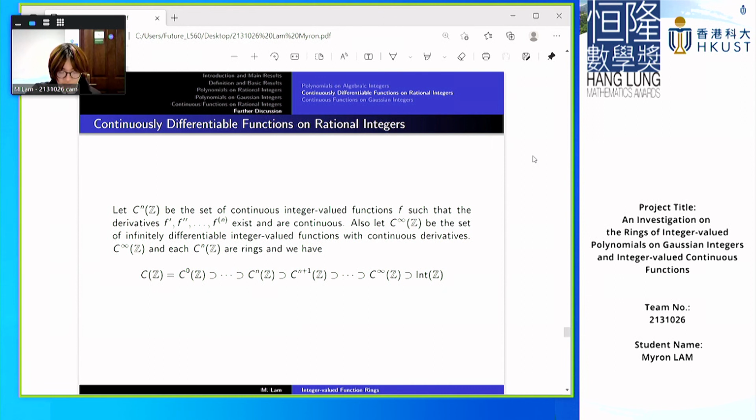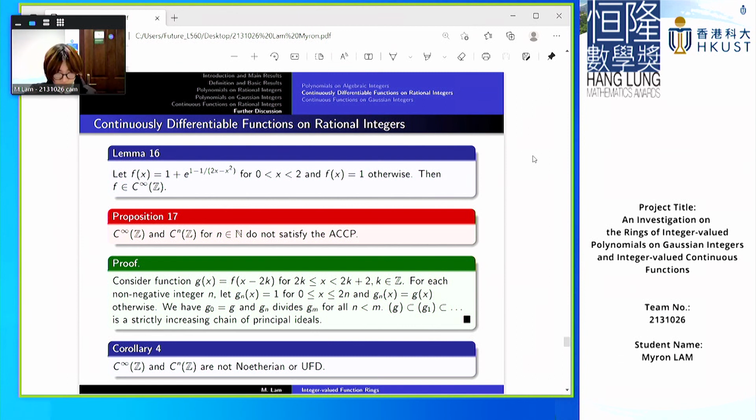Next, consider integer-valued functions of classes C^n and C infinity. The set of such functions forms rings and follow the set inclusion shown on the side. We construct a bump function belonging to these rings, which maps one integer point to 2 and the rest to 1. By writing a set of functions in terms of these bump functions, we can construct a strictly increasing chain of principal ideals.